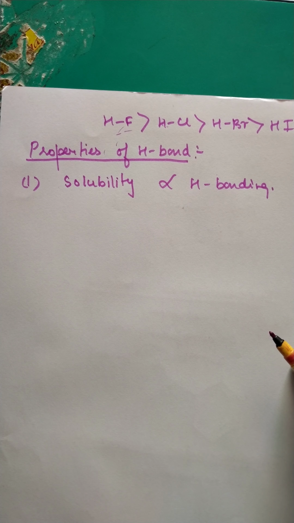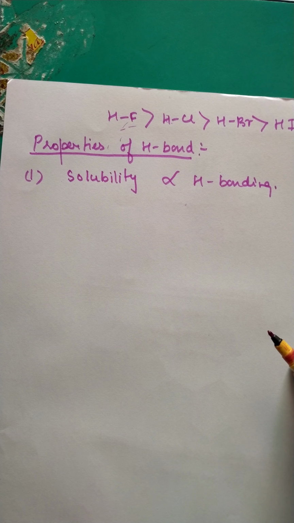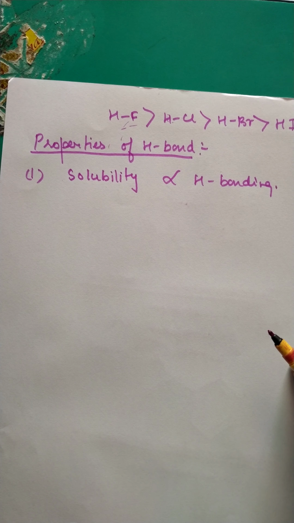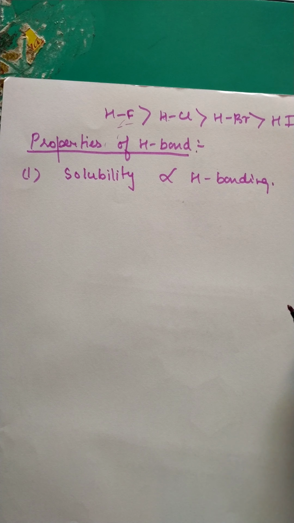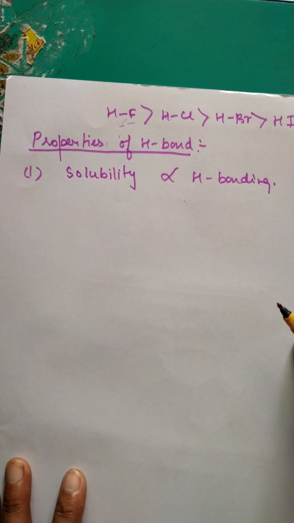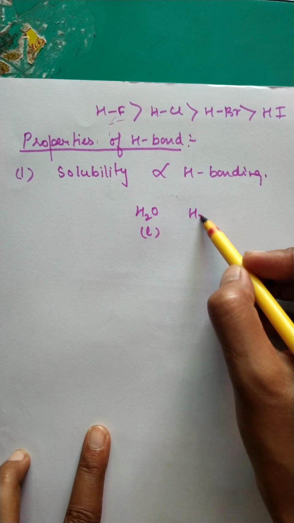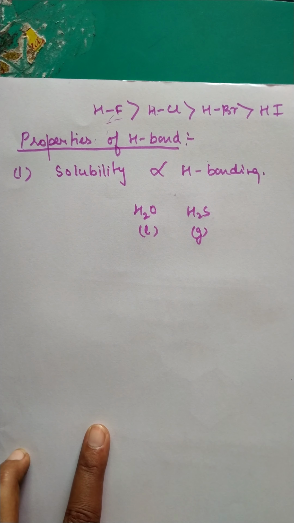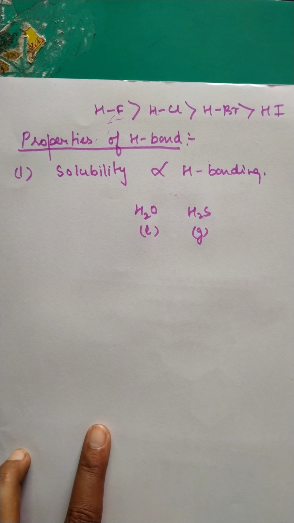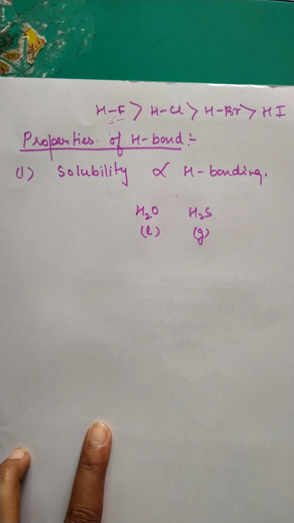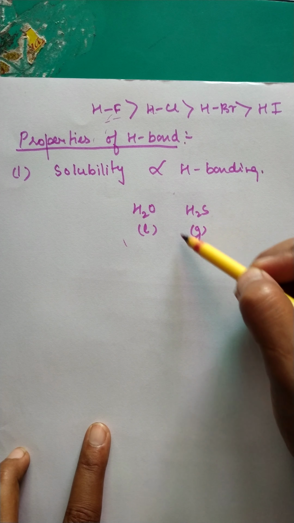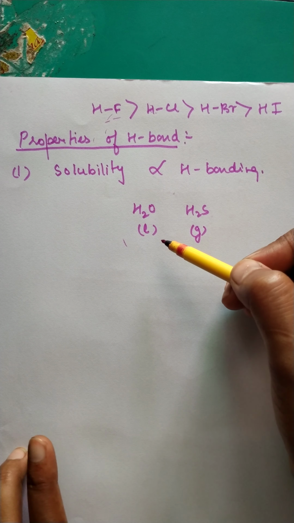Now the next thing is that water as well as ice also shows unique properties due to hydrogen bonding only. One more thing is that water generally exists in the liquid state under ordinary conditions, while H2S generally exists in the gaseous state. Why is it? Because water has hydrogen bonding, whereas H2S does not have hydrogen bonding.